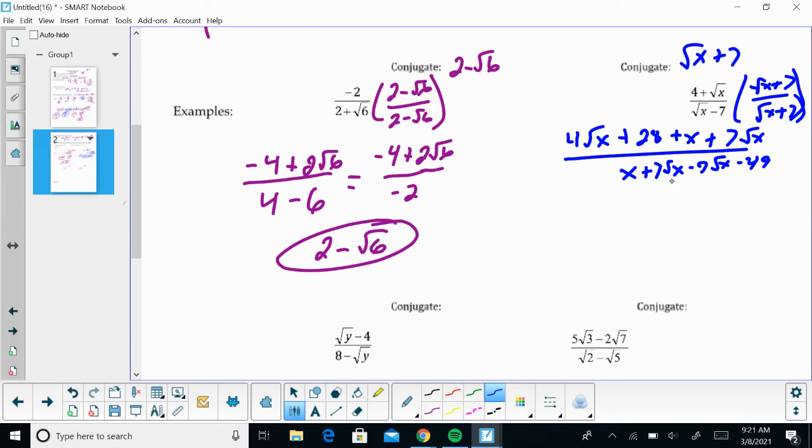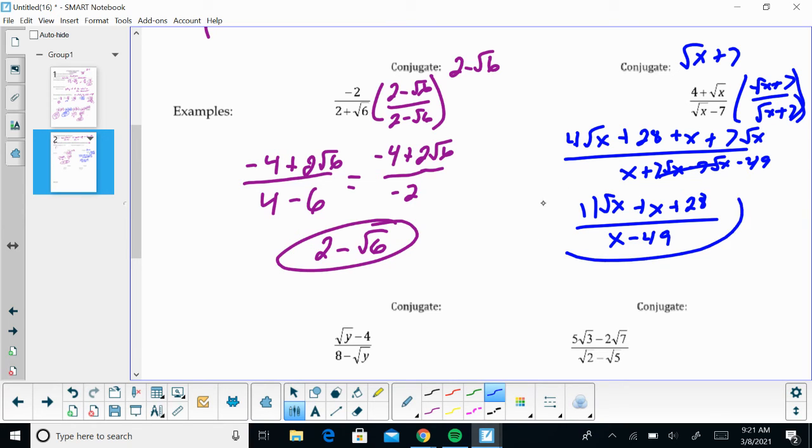Okay, now we're just going to simplify what we can. These guys are going to cancel. Up top, I'm going to have some like terms here. So 4 plus 7, 11 root x plus x plus 28 over x minus 49. That's going to be as simplified as this one gets.